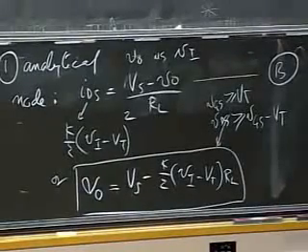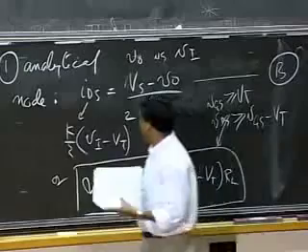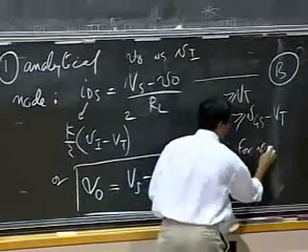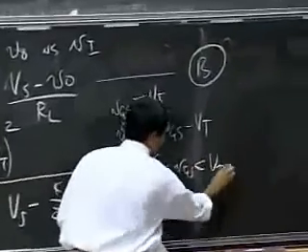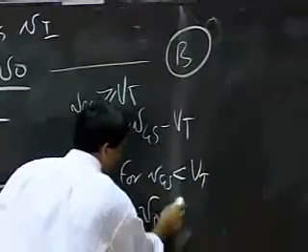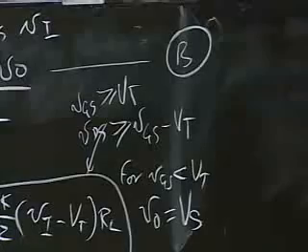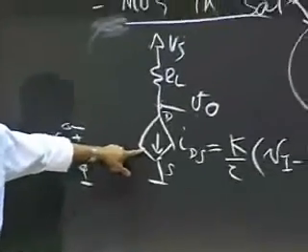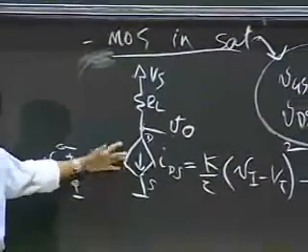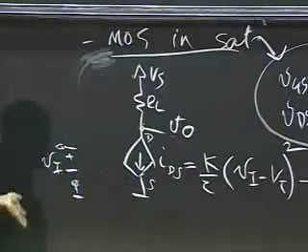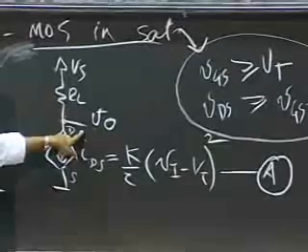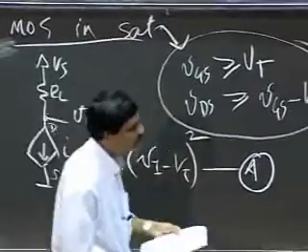I also know that for VGS less than VT, V naught equals Vs. So when VGS is less than VT, this one turns off. That's why it's the SCS model, switch current source model. When VGS is less than VT, it turns off, and Vs directly appears at V naught.